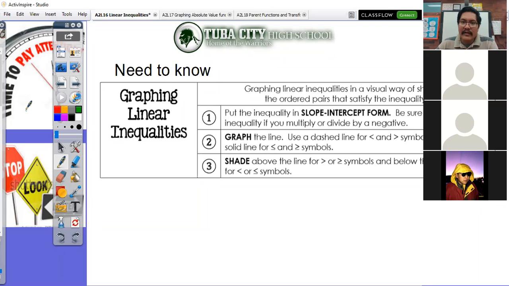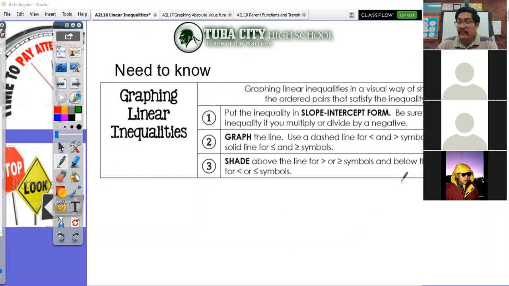Now, this is a little bit different. We're not just pointing in the direction that the solution is. We're actually going to have to do a little bit more than that. We also have to use a dash line for less than and greater than, and a solid line for the less than or equal to and greater than or equal to symbols. So it's kind of like the hollow circle and the filled circle, or as they call it, the open circle and closed circle. It's the same thing. So you need to have different kinds of lines for different kinds of inequality symbols.